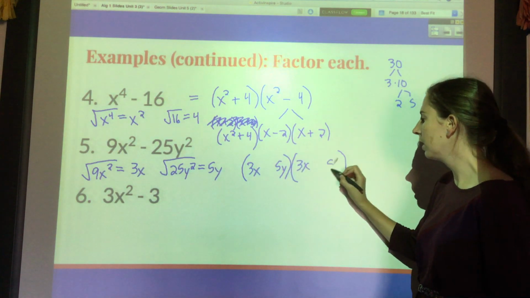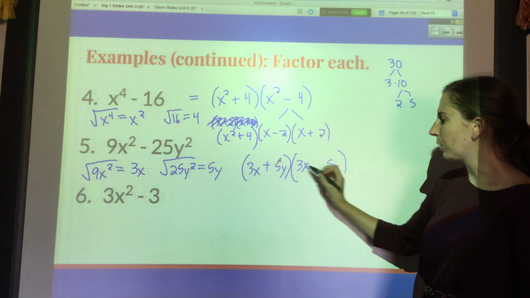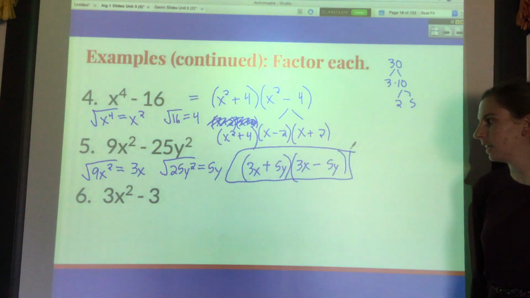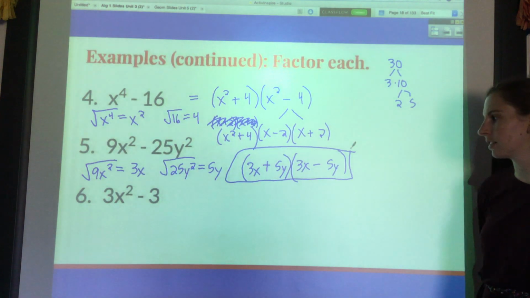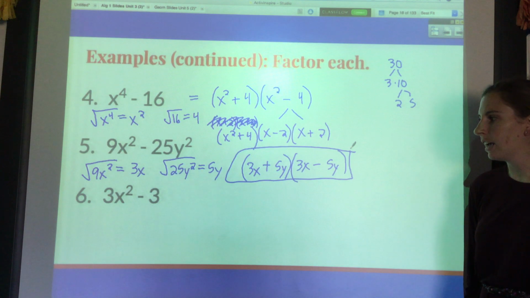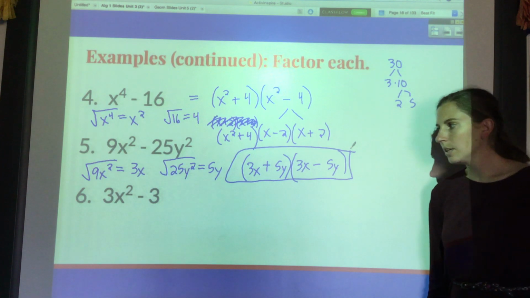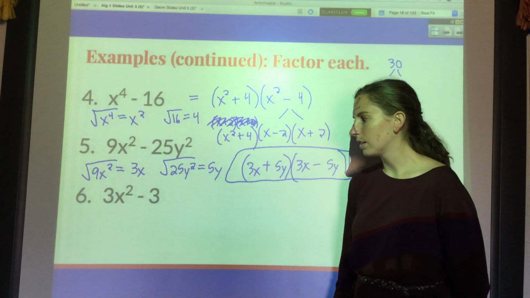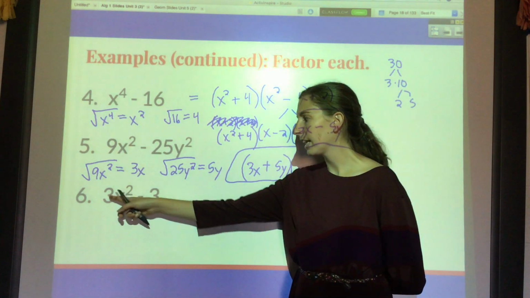3x goes in front, 5y goes in the back, make 1 plus, make 1 minus. There we go. Neither of those keep factoring because I can't square root either of those. On this next one, it seems like it's not factorable because it is the difference, but I can't square root 3.